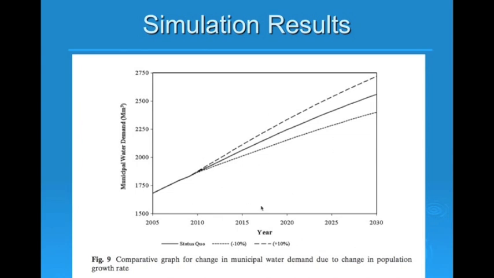This here had to do with the impact of population growth. The status quo in population growth was essentially that line that we show you with the demographic projection, but we also looked at a plus or minus 10% in that, and you can really see that the population has a big effect on demand. Okay.